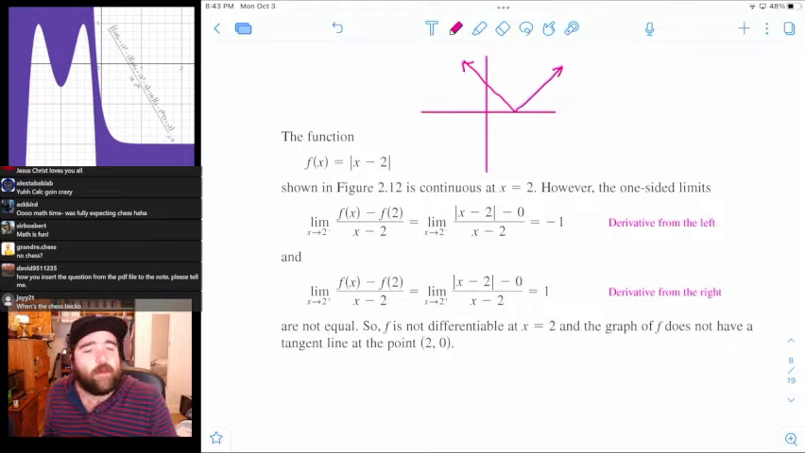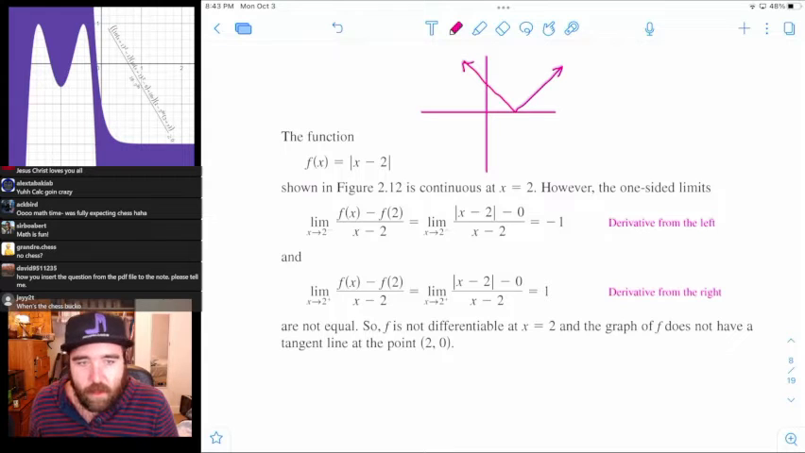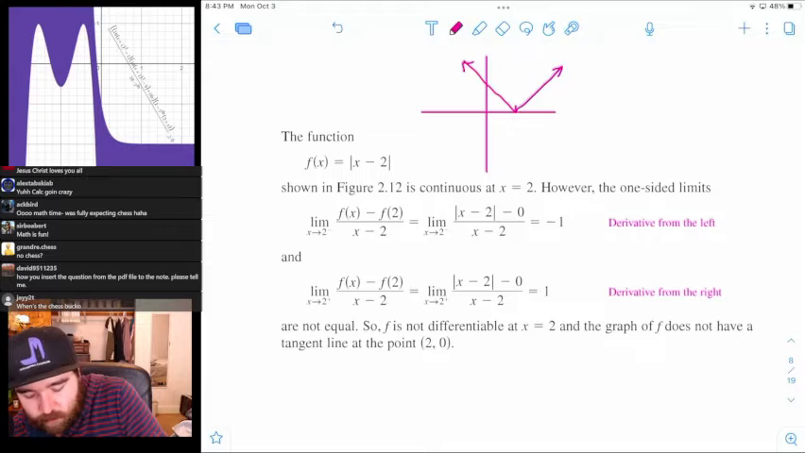So this is another example that's not really a problem. It's just kind of telling us something. But let's look at what it has to tell us. So we're talking about this function, f of x equals the absolute value of x minus 2. So you see I sketched it for you there. And then they're talking about the one-sided limits. So they're like right here at 2.